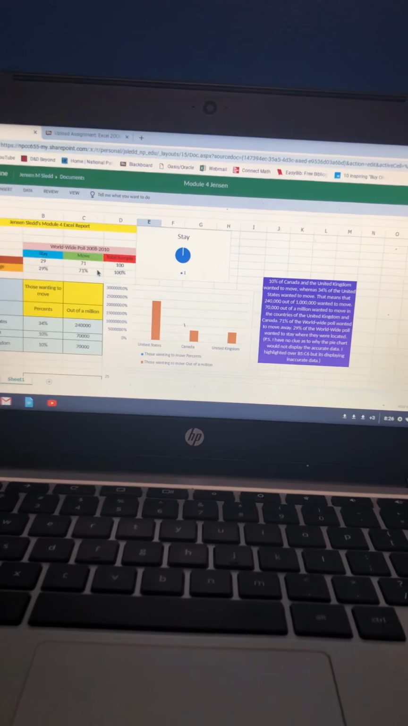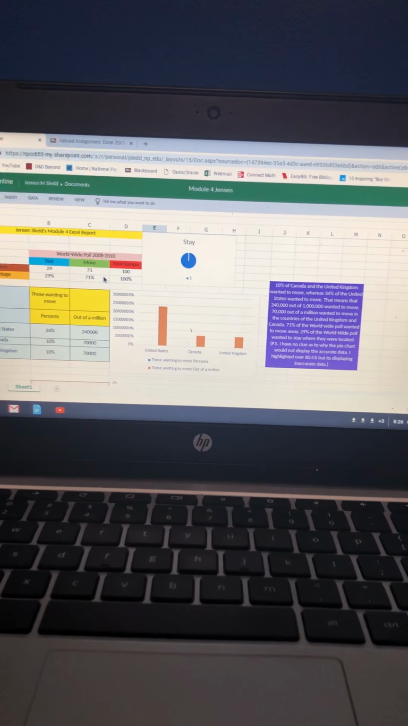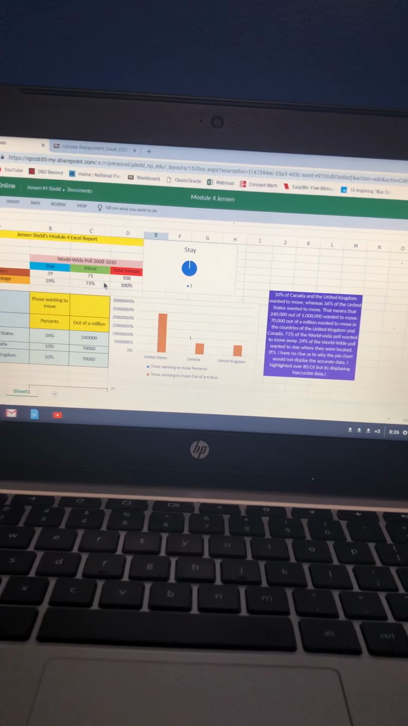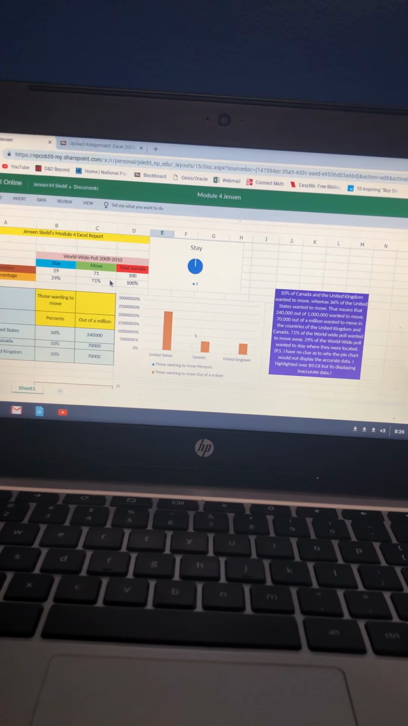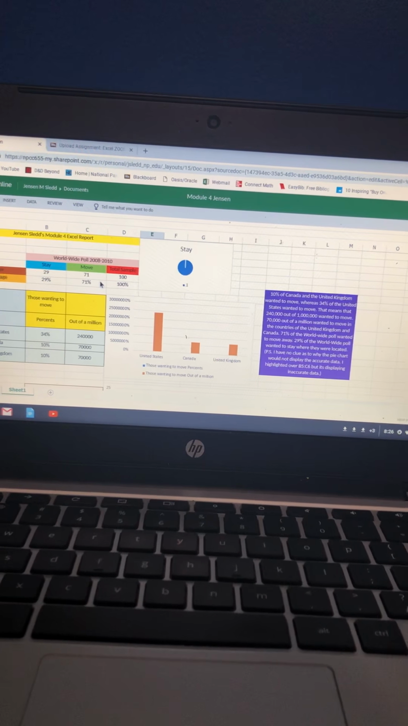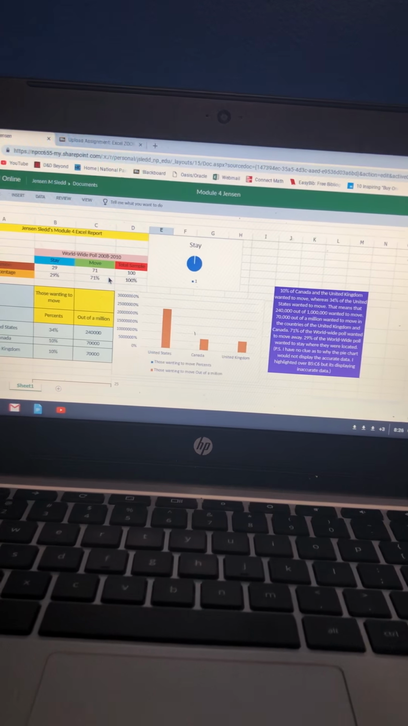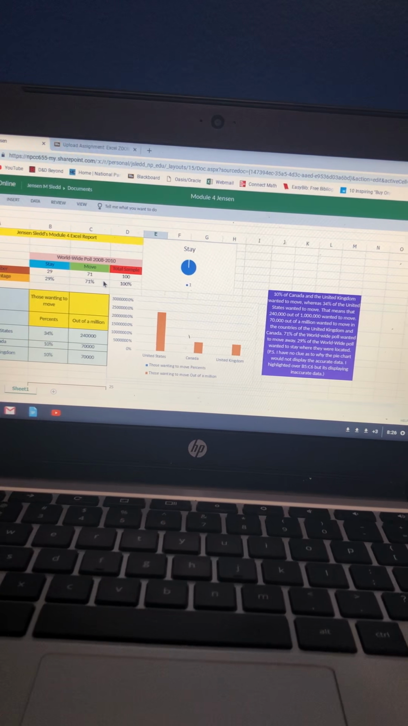Alright, this is the Module 4 Excel report for Miss Benzie's class. So, number 1, it says how many people want to move away and how many people want to stay in their country, as a worldwide poll from 2008 to 2010.